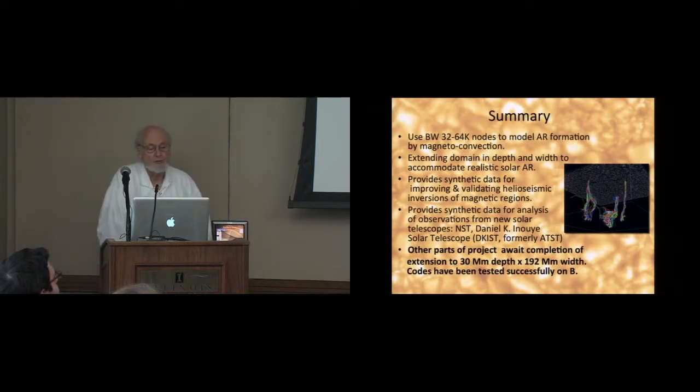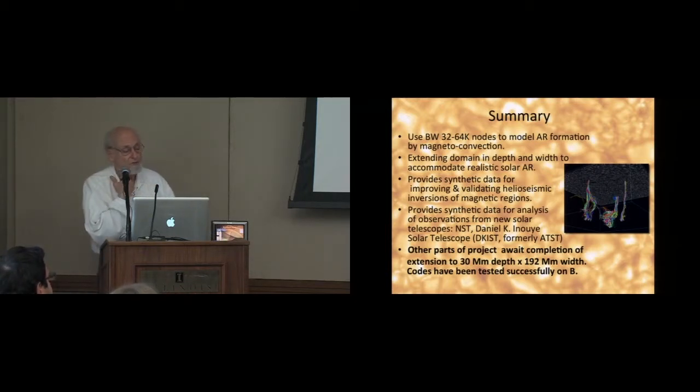So to summarize, we've been running on Blue Waters on between 32 and 64,000 nodes to model this active region formation. We've been extending the depth and eventually the width so we can accommodate realistic solar active regions. In addition to that, the same data has already provided synthetic data to people who are doing helioseismology to test their analysis, their inversion procedures, particularly in magnetic regions.